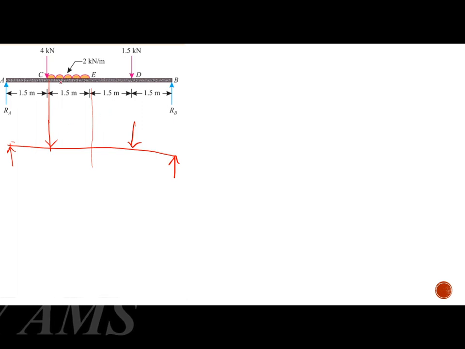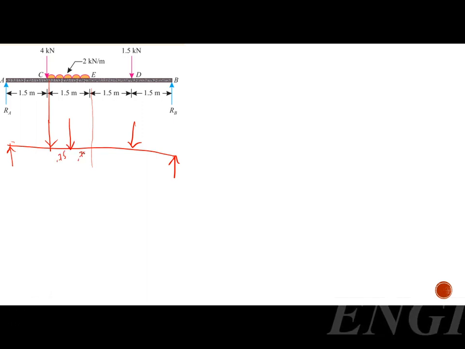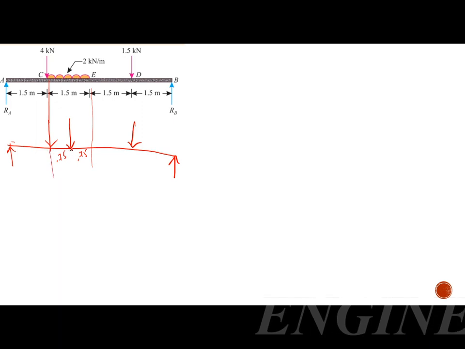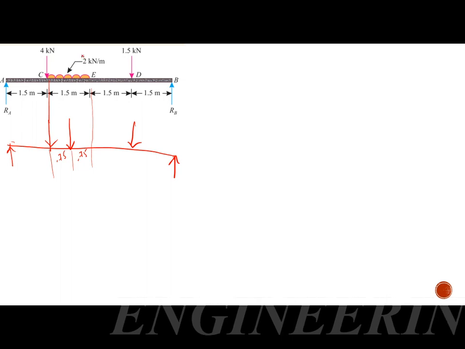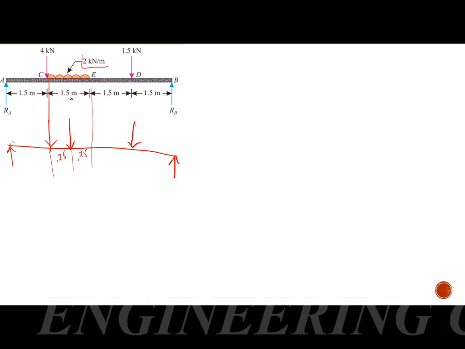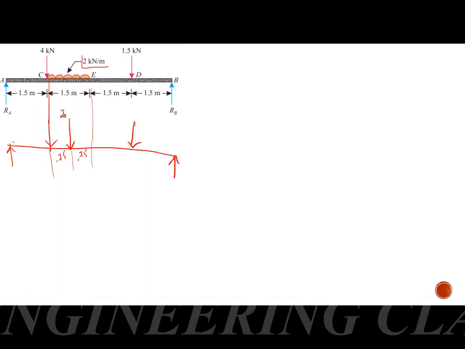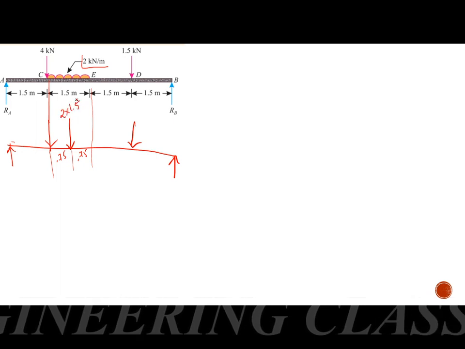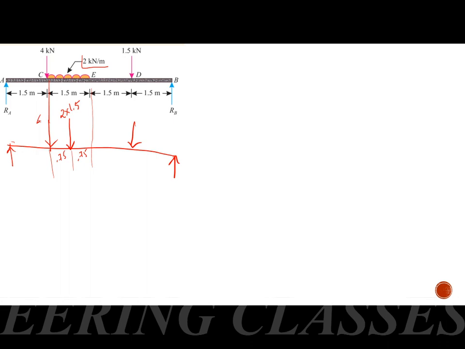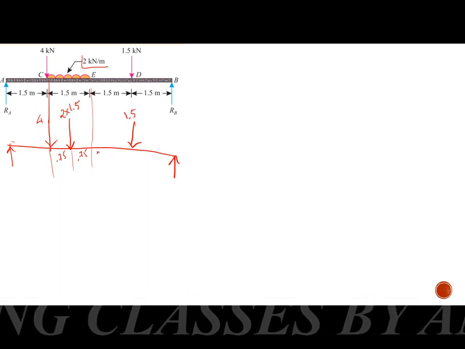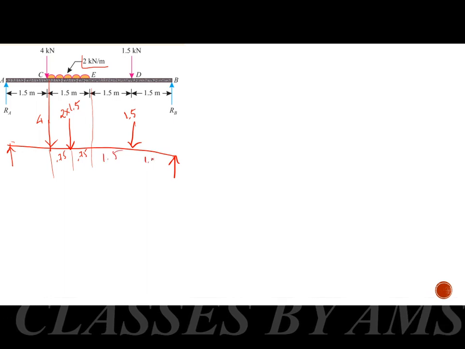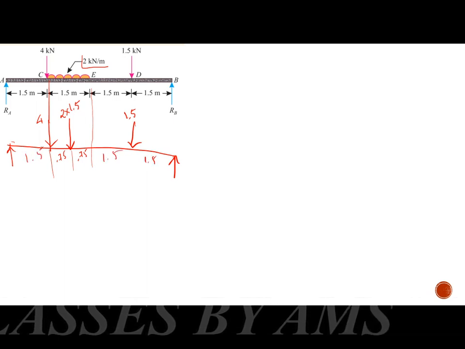So it will be acting at the midpoint. The total distance is 1.5 meter. So it will be acting at the midpoint, at a distance 0.75 from here and 0.75 from here. And its value is given by 2 kilonewton per meter over a length of 1.5 meter. So its value is equal to 2 into 1.5. So here we have 4, here we have 1.5, here 1.5, and here 1.5.